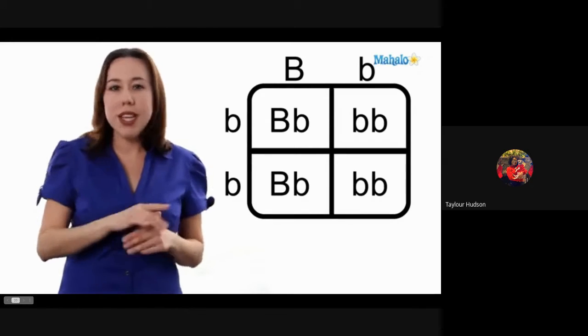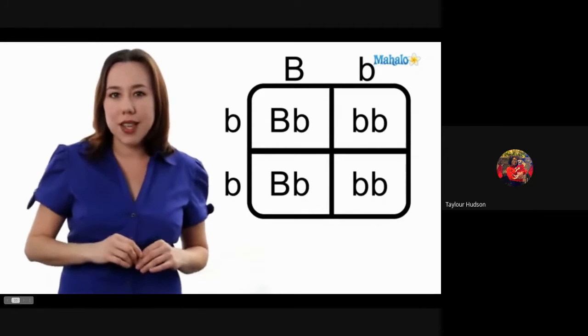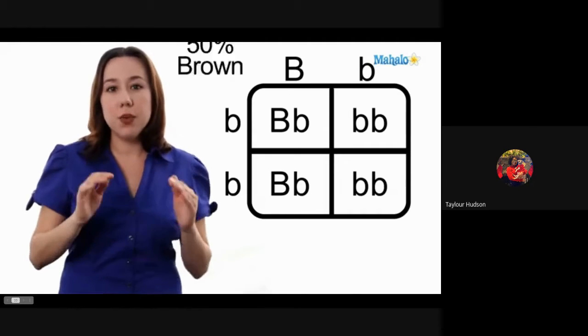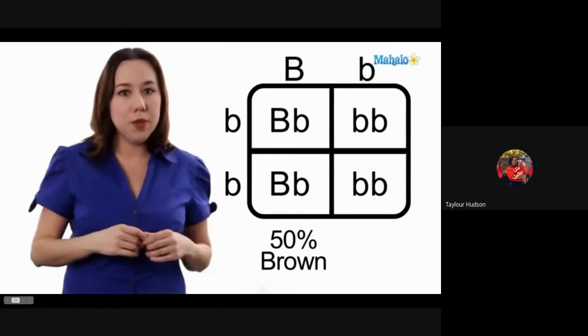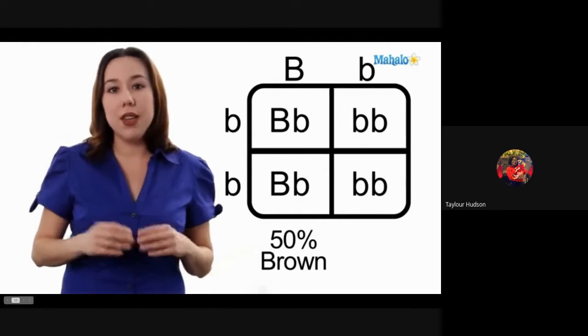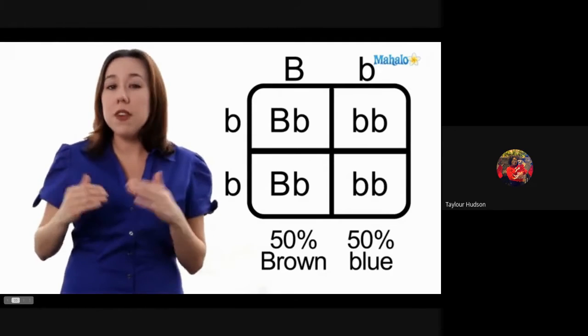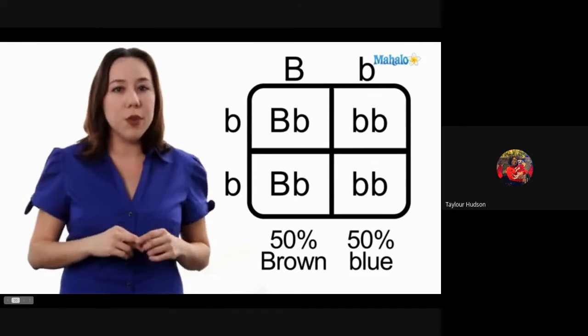Now remember, each of those squares is going to be 25%. So we have a 25 plus 25 or 50% chance of getting an offspring with brown eyes. And we have a 25 plus 25 or 50% chance of getting an offspring with blue eyes.